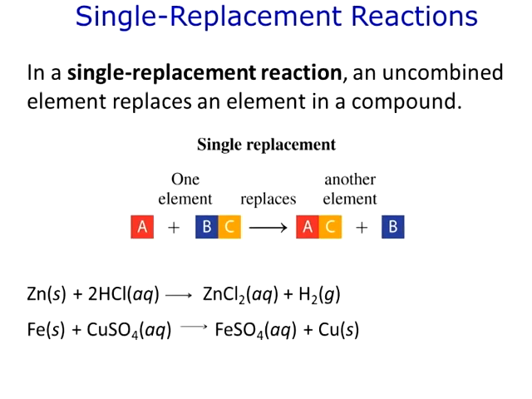Now, a single replacement or single displacement involves a reaction in which an uncombined element replaces an element in a compound. In other words, you'll start with an element, and that element will be substituted into the compound, and the element that's in the compound will be kicked out. So that's why it's a replacement or a displacement. One element comes out and kicks out another element.